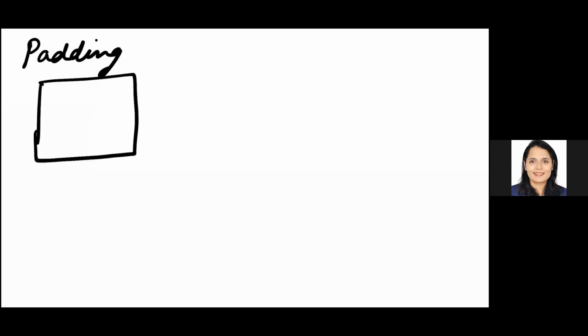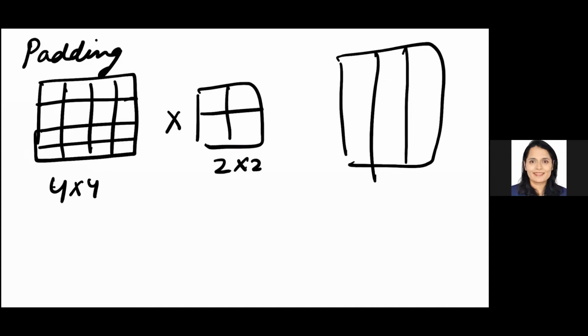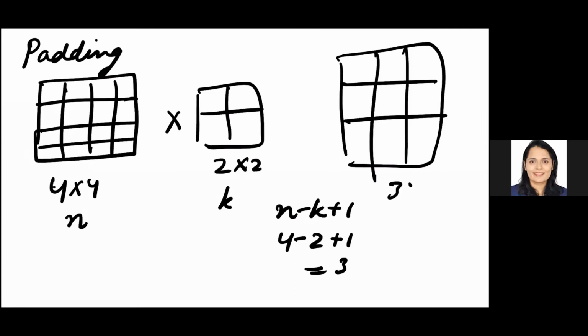Now we'll cover the concept of padding. In our last section, we understood the concept of convolution, where we multiplied an image with a kernel to get a feature map. For example, we have a 4x4 matrix, and we multiply it with a kernel of size 2x2. What would be the size of our feature map? It would be n minus k plus 1. So in this example, it becomes 4 minus 2 plus 1, which is 3. So we get a 3x3 matrix.